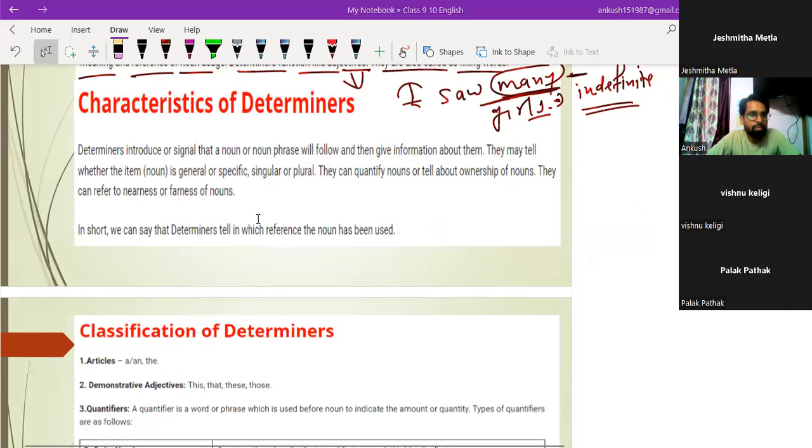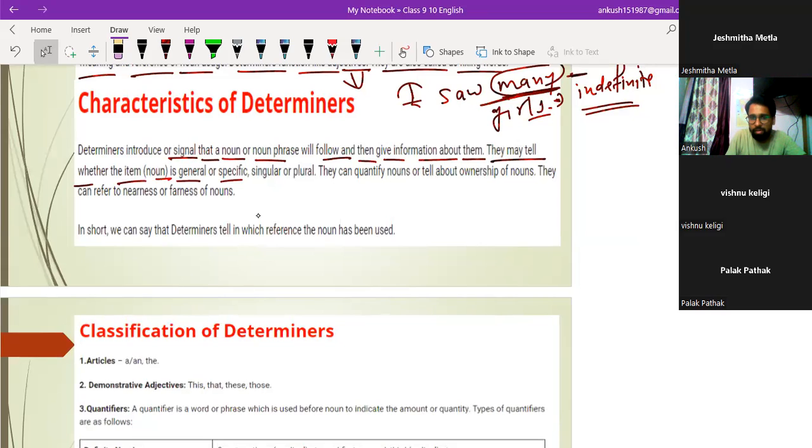What are the characteristics of determiners? Determiners introduce or signal that a noun or noun phrase will follow and then give information about them. They may tell whether the item, that is the noun, is general or specific, singular or plural. These are the works, or the characteristics, of determiners. They give you extra information about the noun. They can quantify nouns or tell about the ownership of nouns. They can refer to nearness or farness of nouns.